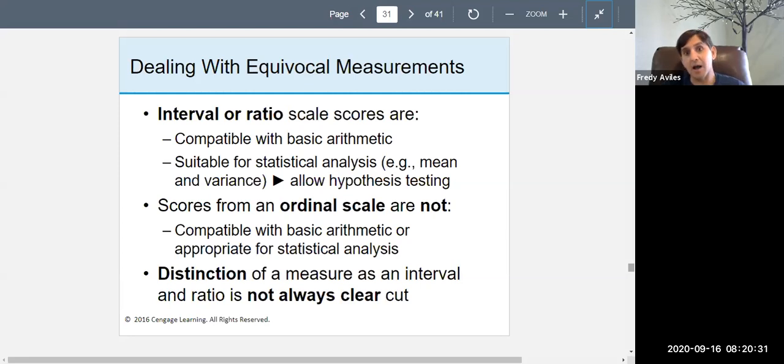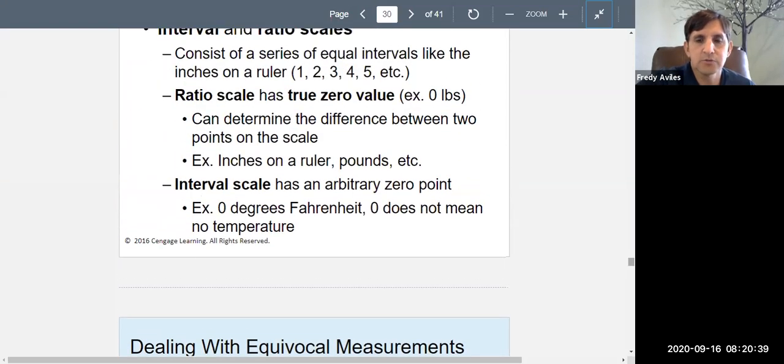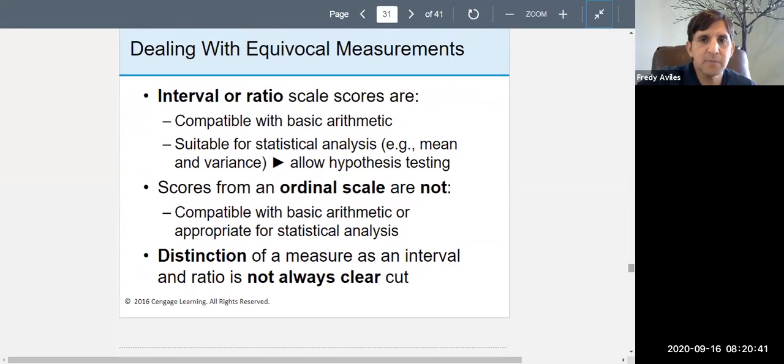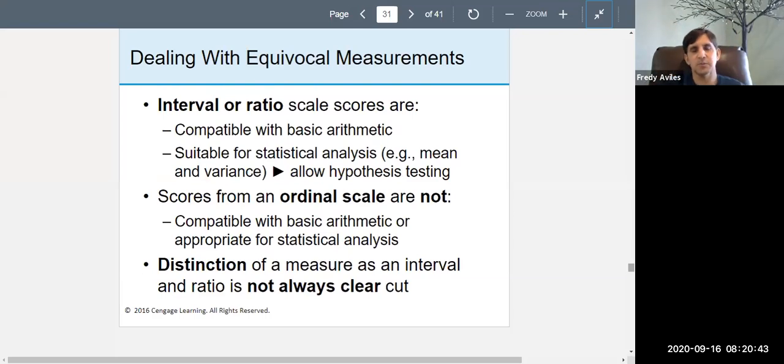Now, if you use income, then that would be ratio. Remember that ratio has a true zero. If somebody puts 0 income and somebody else puts 100,000 as their income, you can do the math on that. You can determine the difference and do all sorts of things. But if you just have middle, upper, lower class, you don't really know the difference, and you can't do any real math with that.